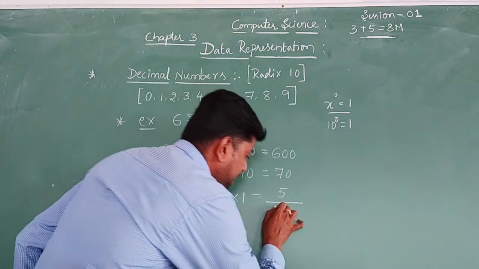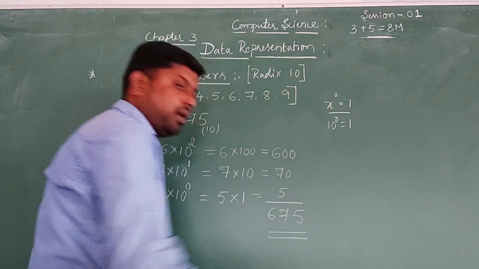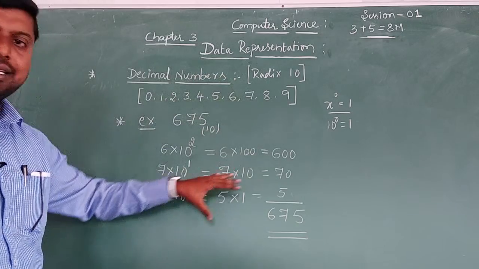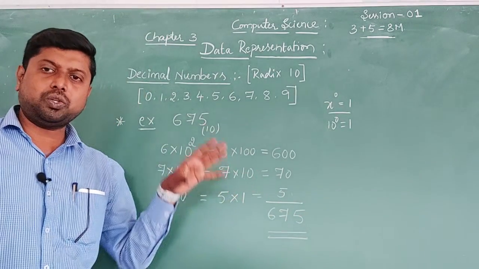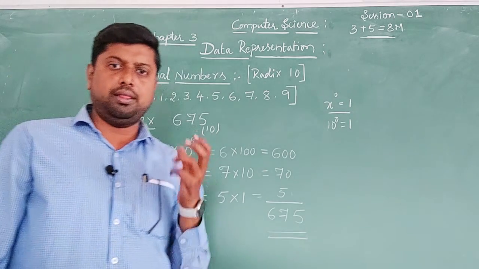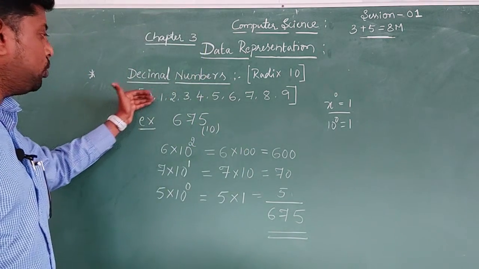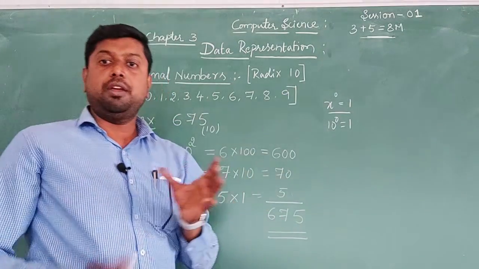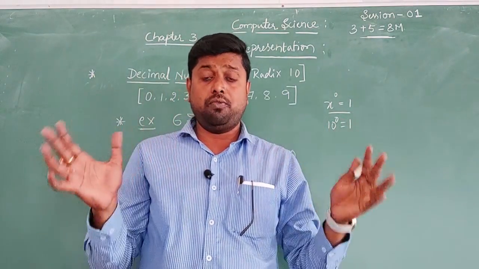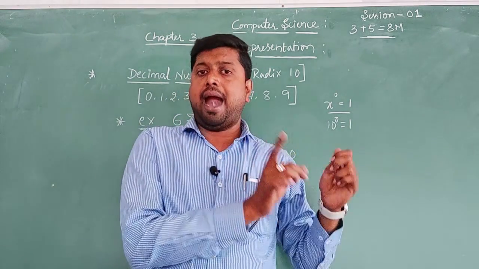675. So, this is what we call the decimal numbering system. This type of numbering system has its own radix, that is base 10. Why do we call this base 10? Because from 0 to 9 we have the weightage. If I add all the 0 to 9 digits together, we get 10 as one number. Hence, the radix is 10.